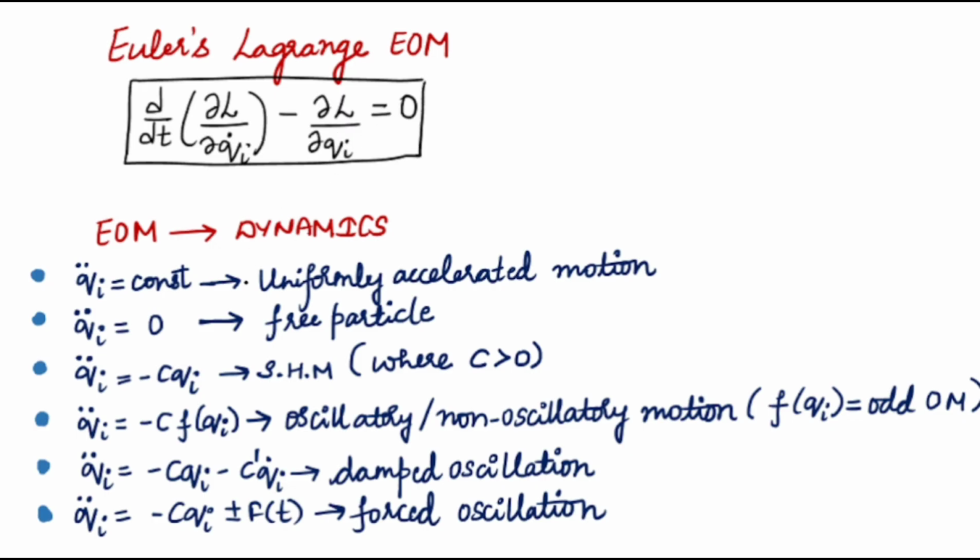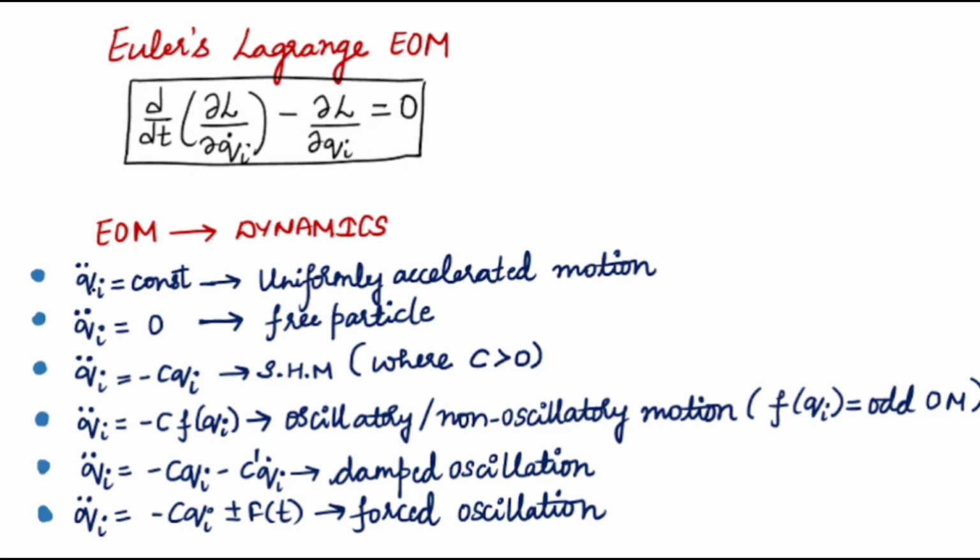Next, we will move on to equation of motion. On seeing the equation of motion, we can tell the dynamics of the system. When qi double dot is equal to constant, qi double dot is nothing but the acceleration in terms of kinematics. Here it is generalized acceleration.